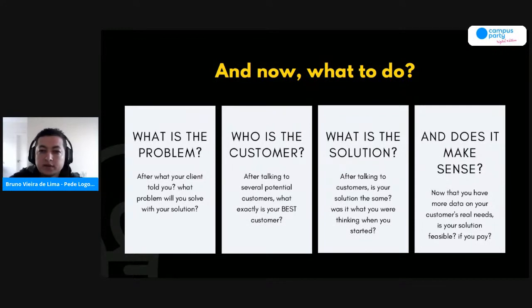Select among the interviews the profiles that fit the potential real customers. Compare if the solution you had thought of at the beginning is really what the interviewee said they needed, and of course, if they are willing to pay for it, okay? So if he doesn't want to pay for the solution, you don't have a product yet. So you have to agree with me on this point.